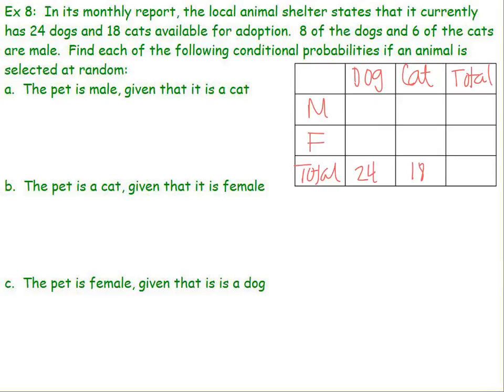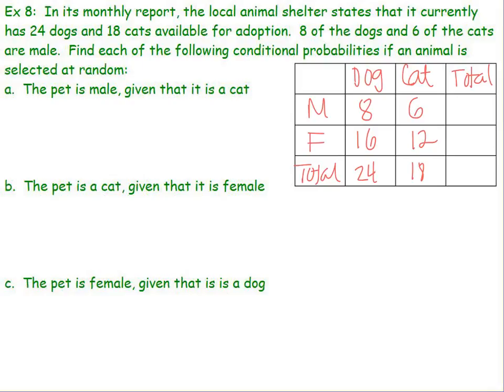So now we have specifics. Looking at the second sentence, 8 of the dogs and 6 of the cats are males. So dog and male, this box right here, I'm going to put 8 dogs and male, and 6 cats and male go there. Well, now we just got to do a little bit of algebra. If you have 8 male dogs and you have 24 total dogs, 24 take away 8 leaves us with 16. If you have 18 cats, 6 of them are male. 18 take away 6 leaves us with 12.